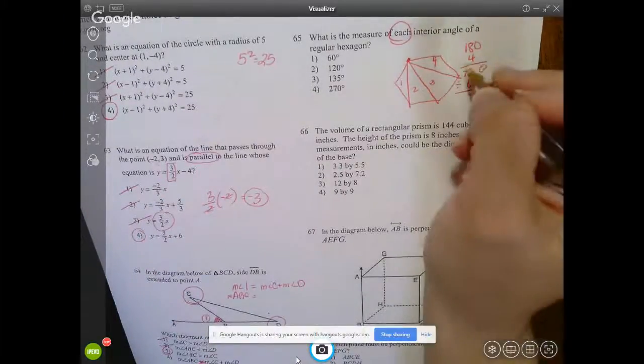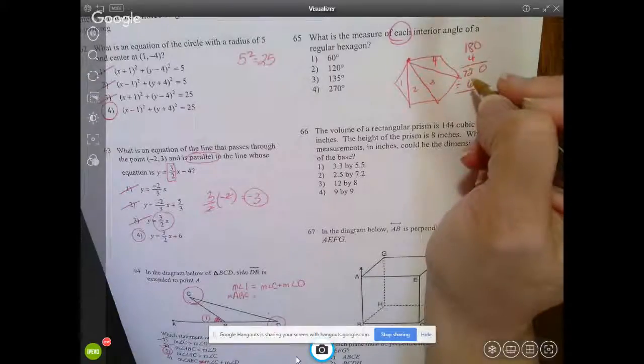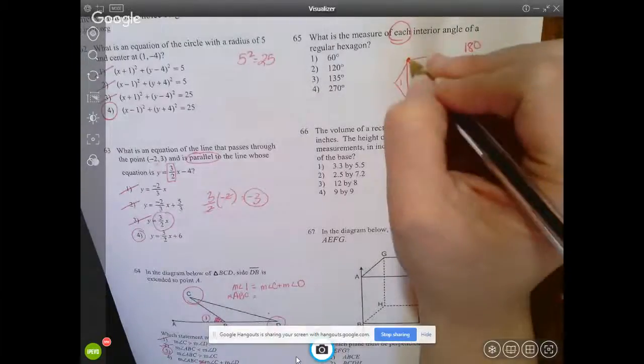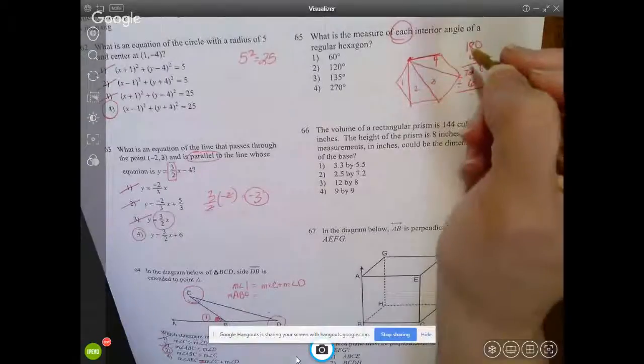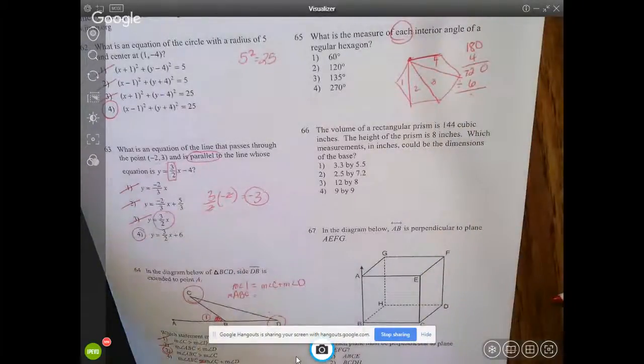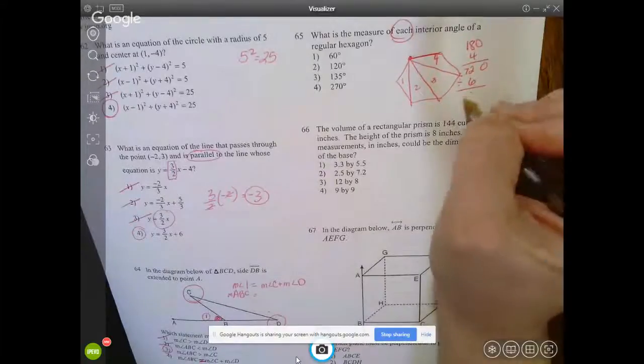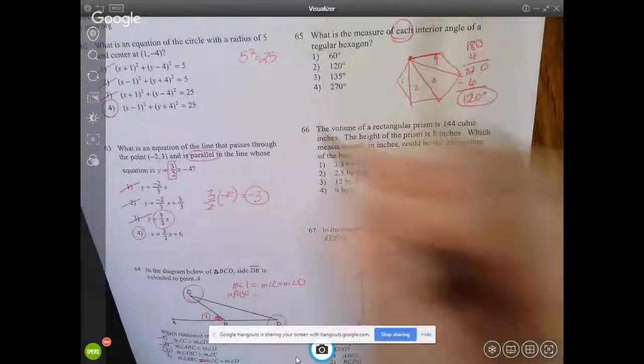Yep. You can never draw it from one vertex to get 6 triangles, though. Okay. Are you seeing? Hold on. And then we do that divided by 6, and we get 120 degrees per angle.